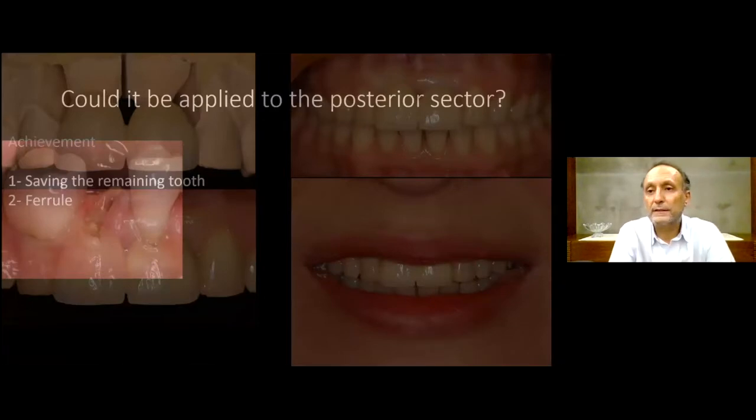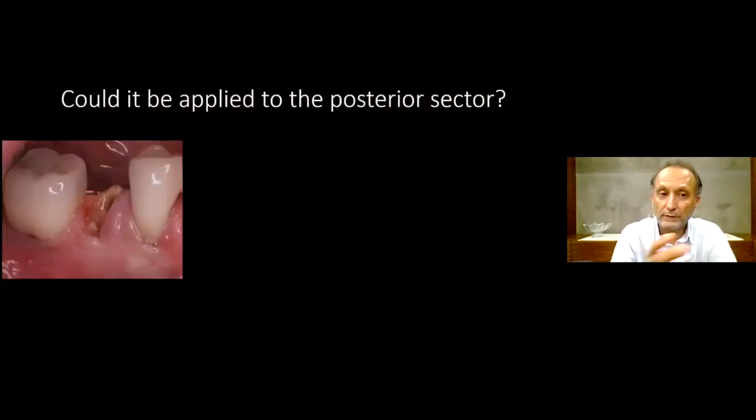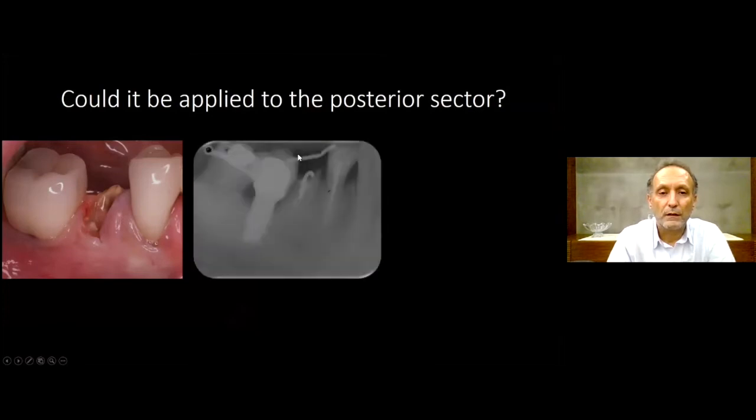Could it be applied in the posterior sector? Yes, it could be applied in the posterior sector. Look at this premolar. This is a premolar that we told the patient to extract. But the patient said, I'm not losing a tooth because I have a bad experience with implants. Let's see the X-ray. She has a kind of periodontitis here, and the tooth has a very short root. She said, I take all the responsibility of saving the tooth.